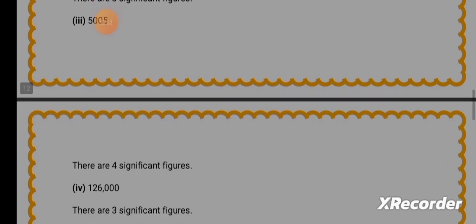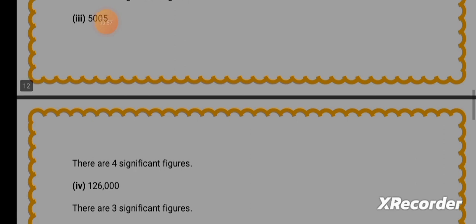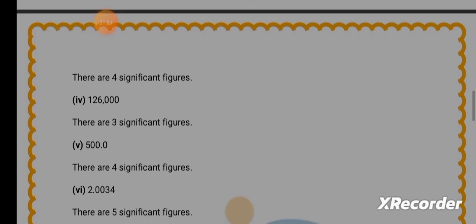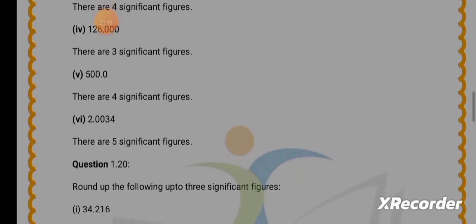5005. There are four significant figures, because all of these are significant. Now 126000. There are only three significant figures, that is 126. Next one is 500.0. Here the digit after the decimal point, the 0, is also significant, so there are four significant figures. Now 2.0034. Here the number of significant figures is 5.